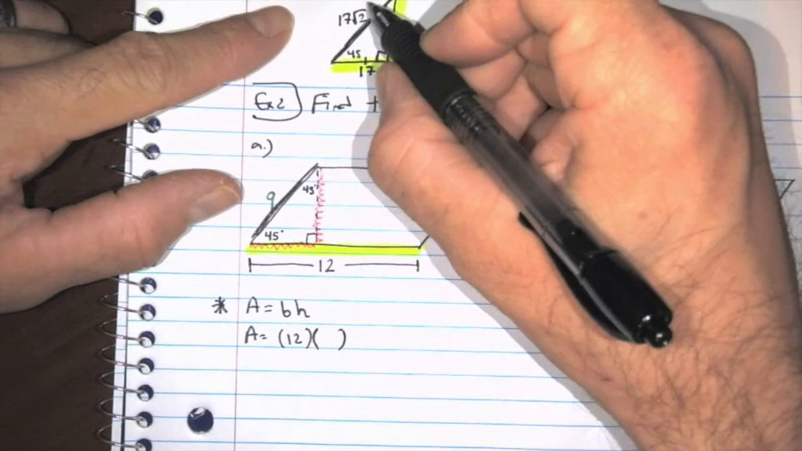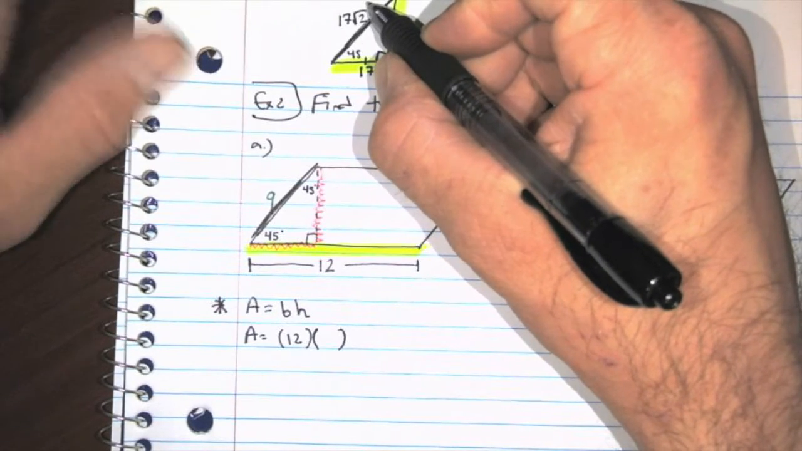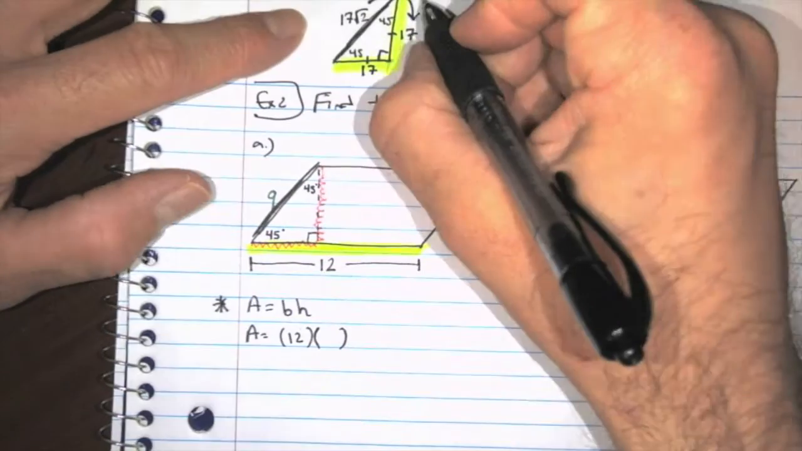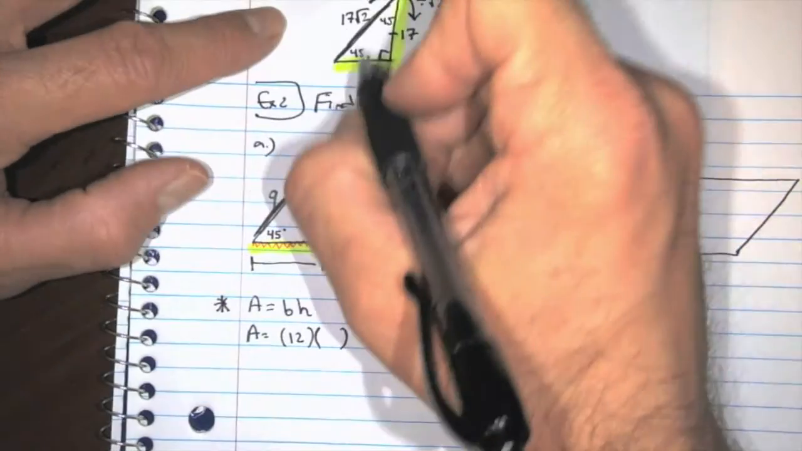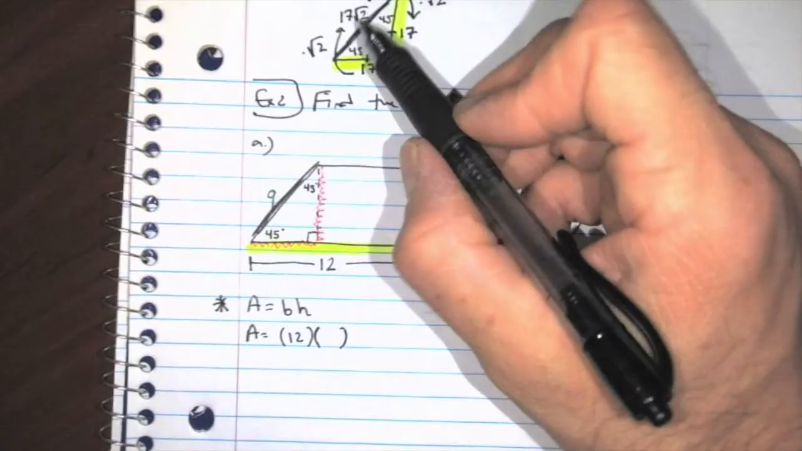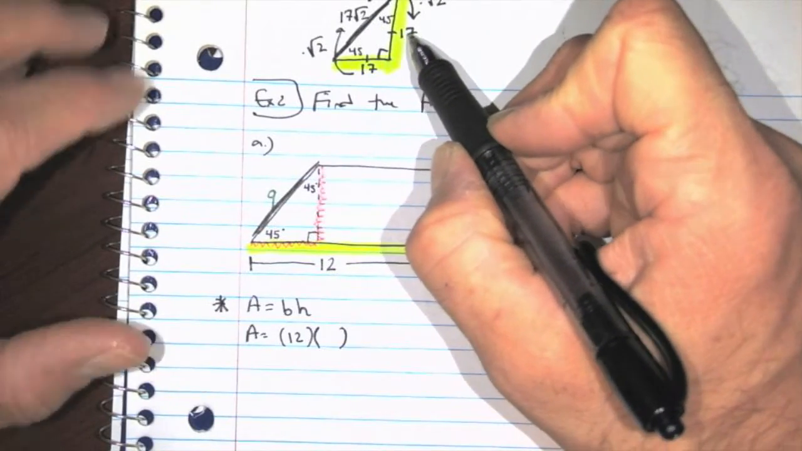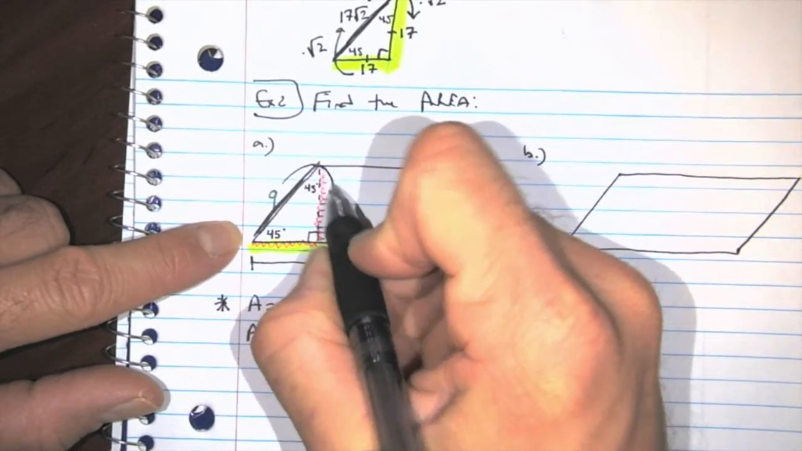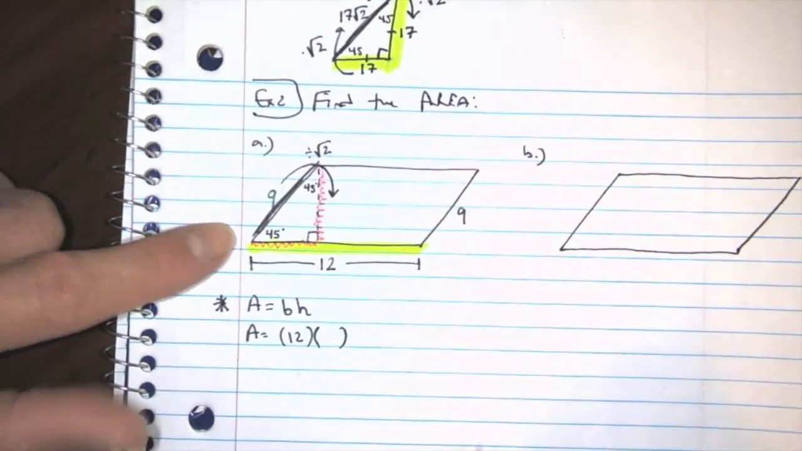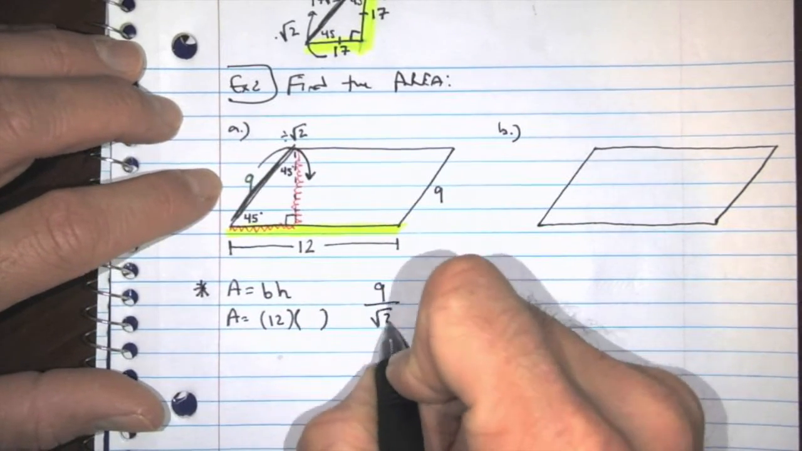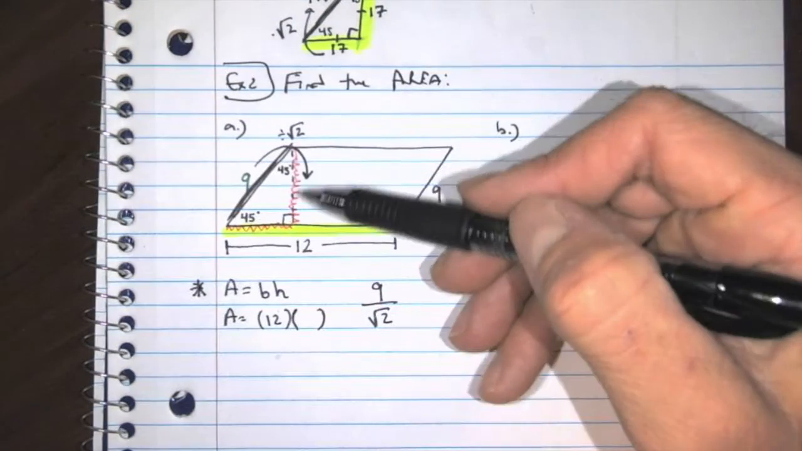So the question is, how do we go from the hypotenuse to one of the legs? We divide by the square root of 2. Remember, to go from a leg to a hypotenuse, you multiply by the square root of 2. But going from a hypotenuse back to a leg, you divide by the square root of 2. And that's exactly what we need to do. I need to divide by the square root of 2. So find a little bit of room with this problem. I need to take 9 and divide it by the square root of 2. And that's going to give me this height right here.